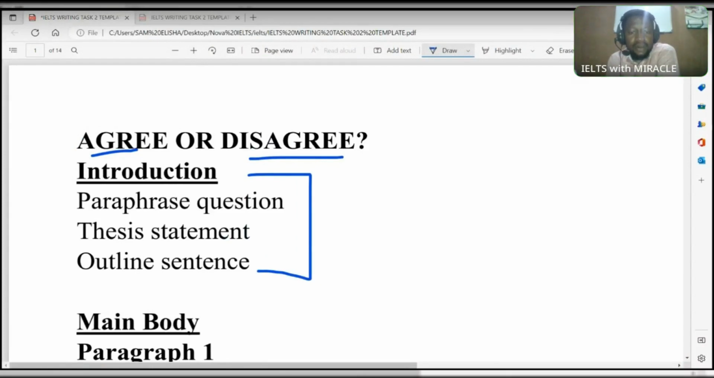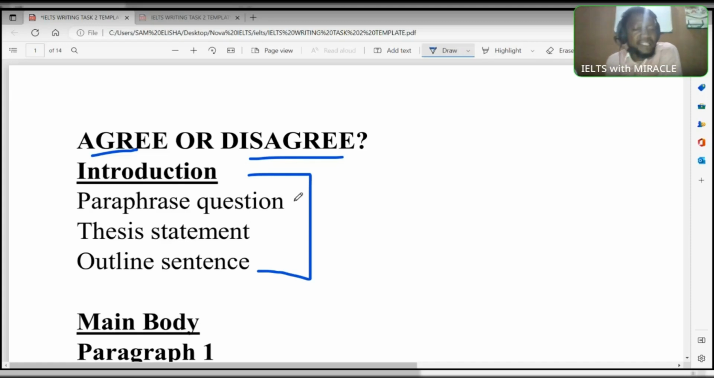After you paraphrase the question, of course, when we talk about paraphrasing the question, we mean that you rephrase the question. You use synonyms, and you don't repeat words or expressions that are already in the question. You change the question without changing the meaning of the question, right? So you paraphrase the question.